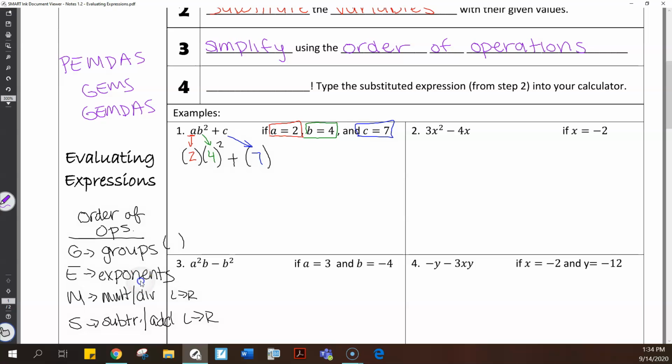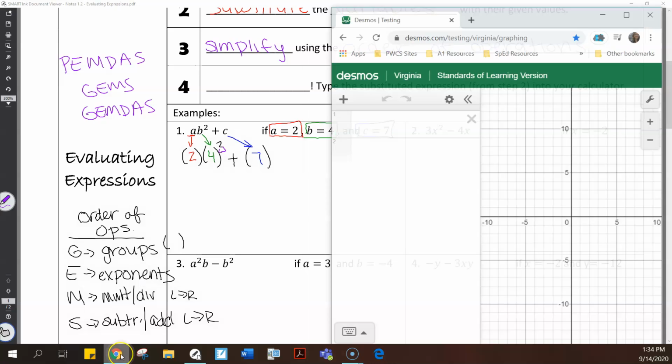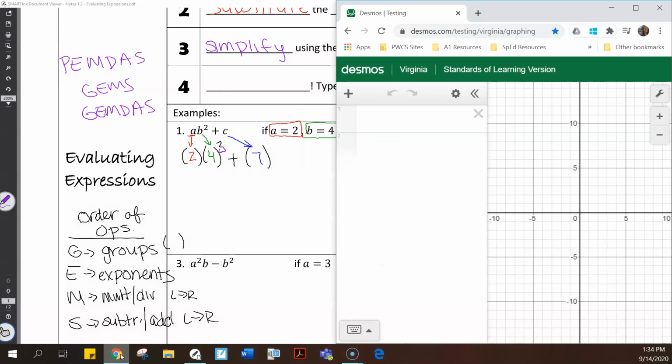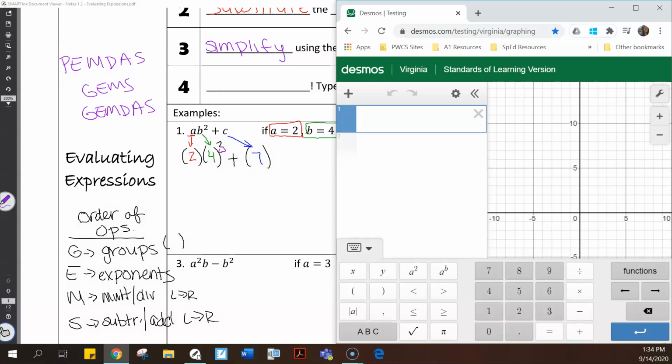So I can move on to my exponents. Remember that exponents only affect what they are touching. So this 2 exponent is touching just the 4. So the 4 is the only thing that gets squared. Now, if you have Desmos, you can use Desmos to do this. I can do 4, and then right here, I have my a squared. I can click right on that. I get 4 squared, and then 16 is my value.